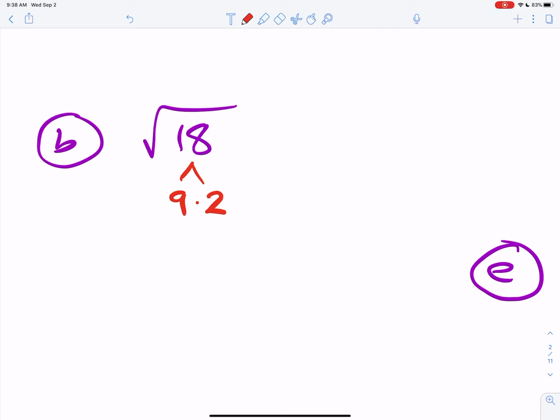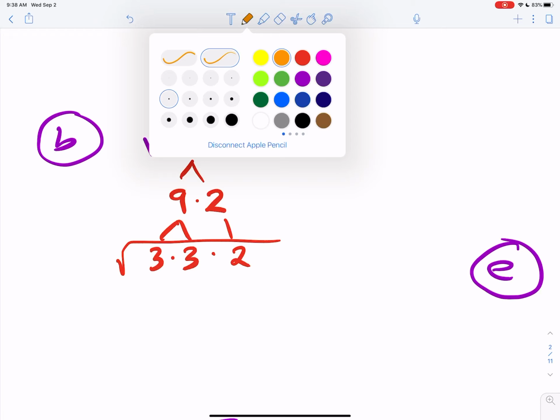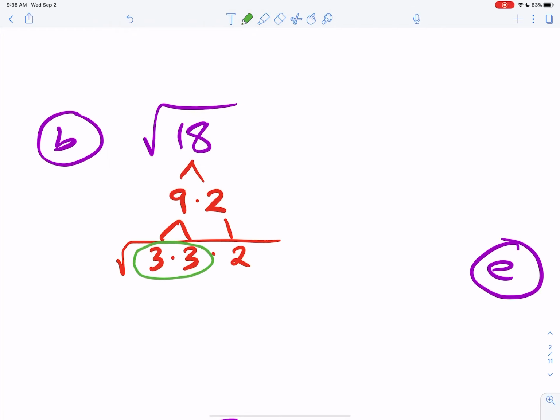Okay? Now, I could still break it down some more. I know that 9 is just 3 times 3. And 2 I can't break down, so I'll just bring it down. Okay, do I have any pairs that I can take out? Absolutely. I have a pair of 3's. So think about what goes out there, okay? That 3 is going to go out, and I'm going to have 3.